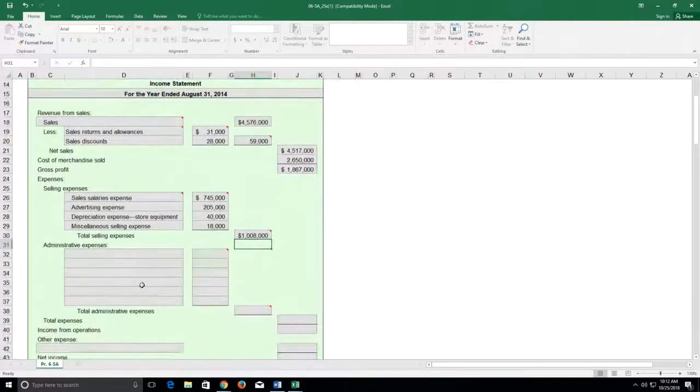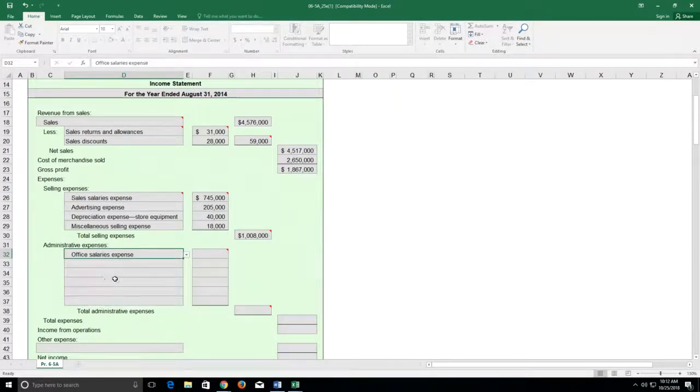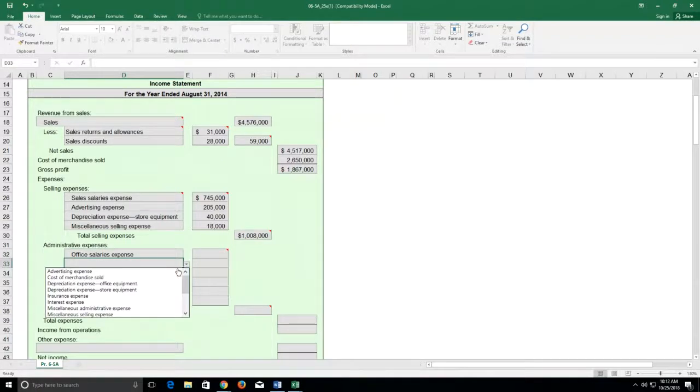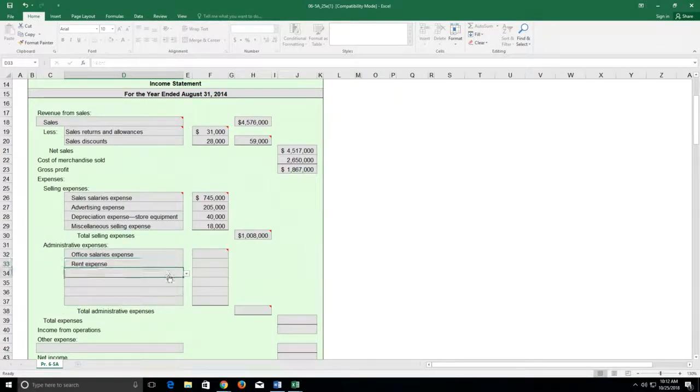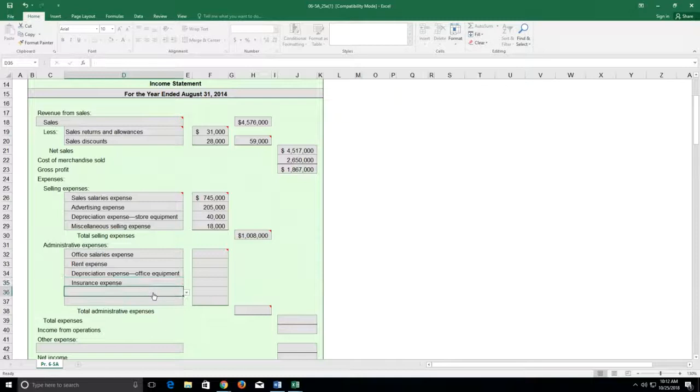And we'll do the same thing with our advertising expenses. So for advertising, we had office salaries. Then we had rent. Got to pay for that rent of our building. Then we had depreciation of office equipment. I have depreciation on that printer, copier. And then we had insurance expense. Lord knows we got to have insurance. Somebody fall in our store and try to sue us. Office supplies expense.